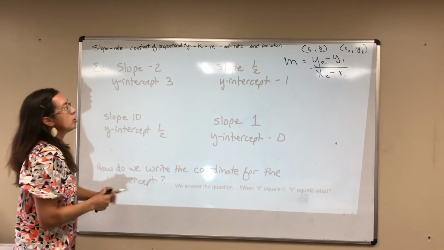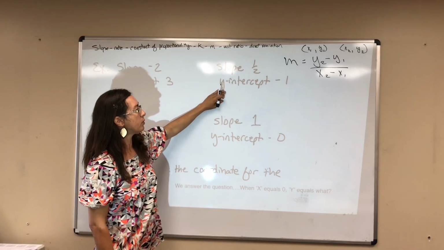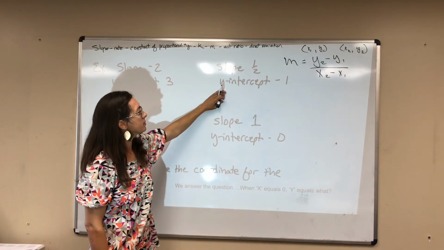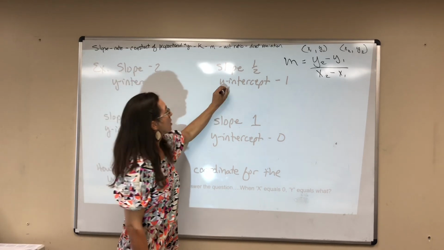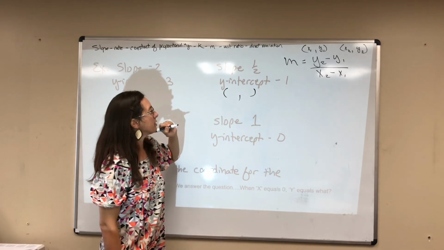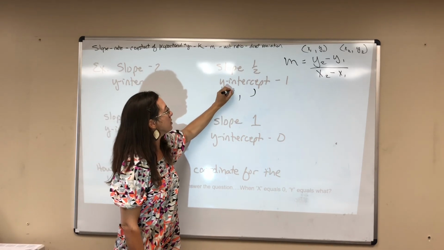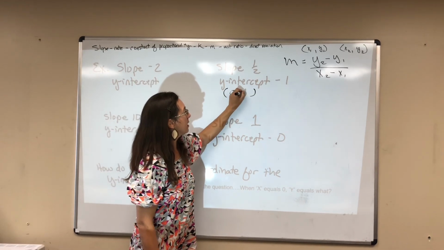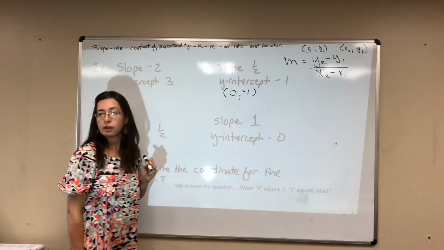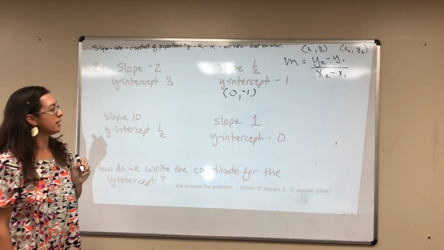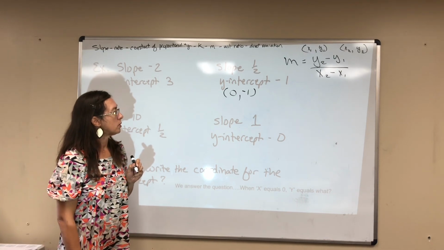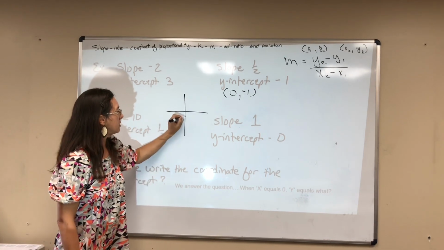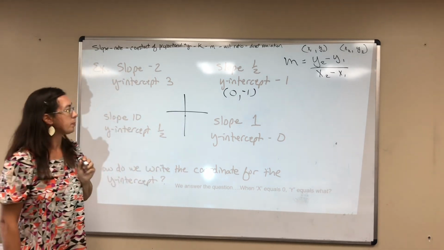Right? So what is our coordinate for our y-intercept? Negative 1. Okay, so our coordinate is what? When x equals 0, y equals negative 1. So 0, negative 1 is our coordinate. And we're going to go down 1, and over 2.